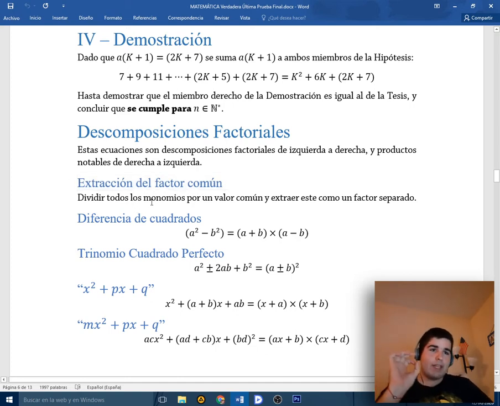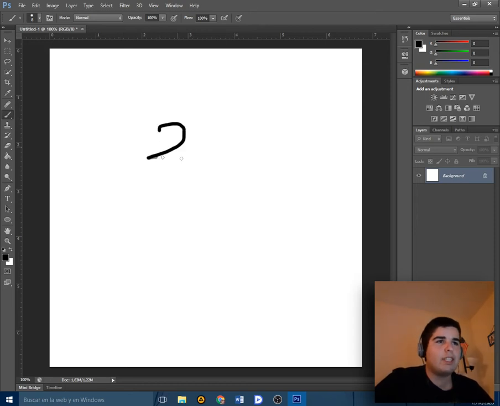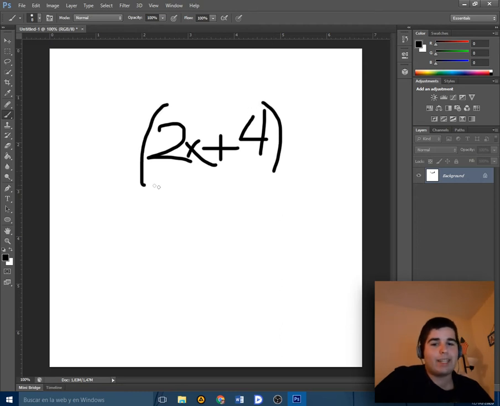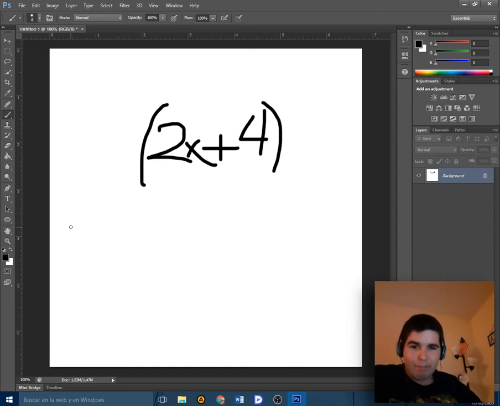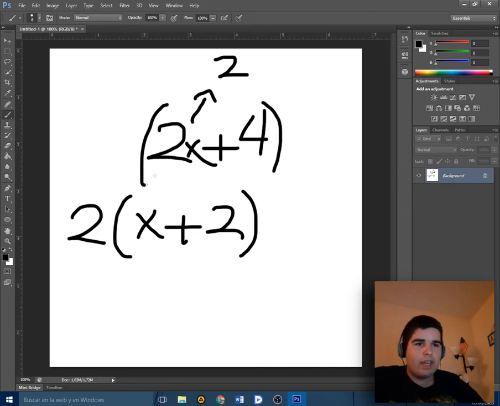This one is based on dividing all the monomials in an expression by the same value and extracting this as a separate factor. This may sound complicated, but I'm going to give you an example. Let's say we have 2x plus 4. It's always the 2x plus 4 you'll see out there, but it's the best I can do right now. So we have this and we want it a little more decomposed. So we do this: 2 times (x plus 2). What we did here was dividing this 2x by 2, and we got an x. And we divided this 4 by 2 as well, and we got a 2.